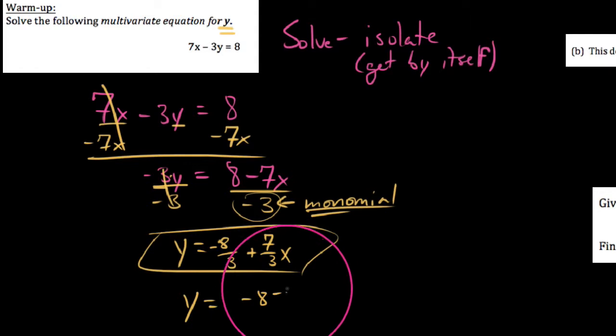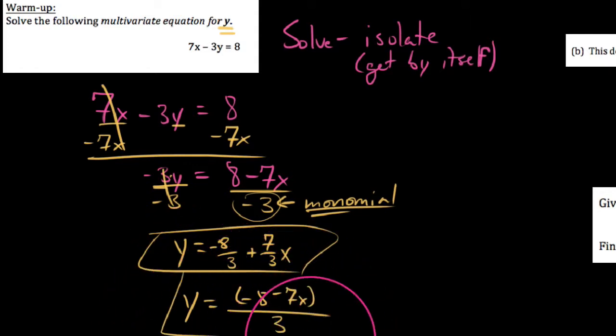We'd say negative 8 minus 7x. We'll put this in parentheses, and we'll say all over 3. These are equivalent expressions because they have the same solutions.